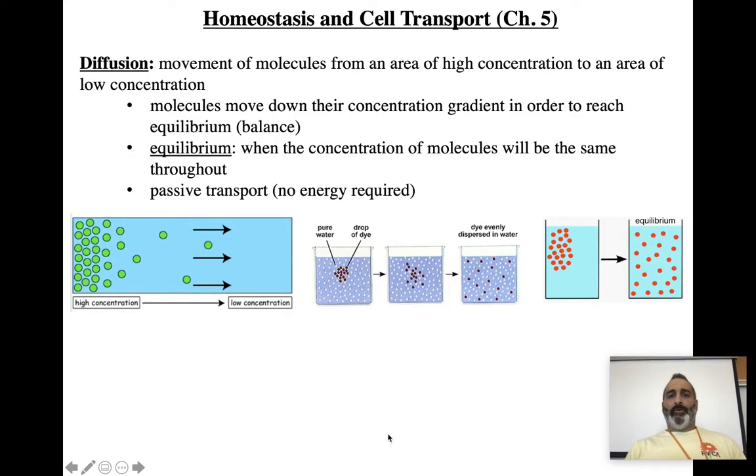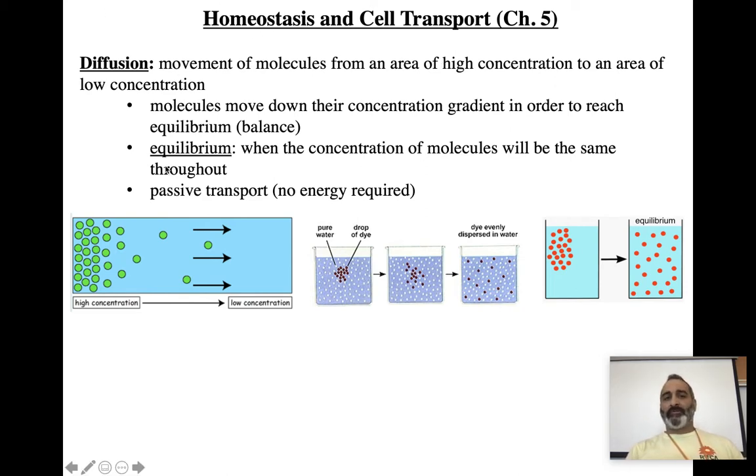Here we go. Now, homeostasis. Well, what does that word mean? So this chapter is about homeostasis and transport. Cell transport has to do with how things move, and we're going to be talking about that a lot in this unit. We're going to talk first about how things move passively, which means without energy. Then we're going to talk about how things move with energy. That's called active transport. Homeostasis, what does that mean?